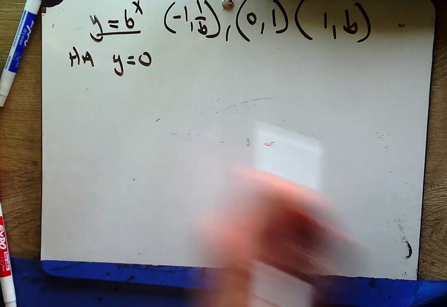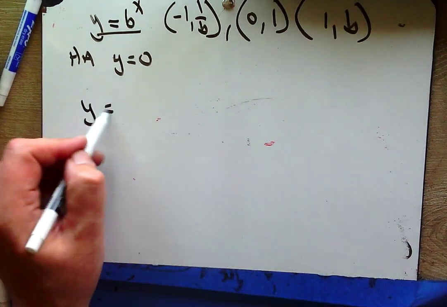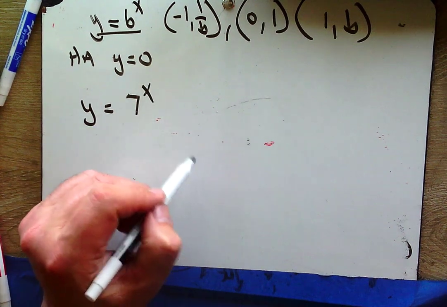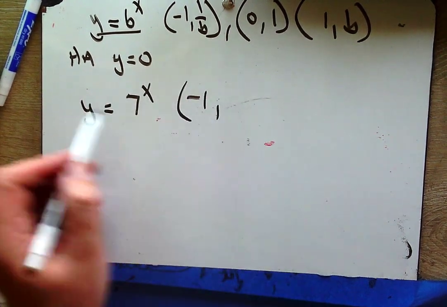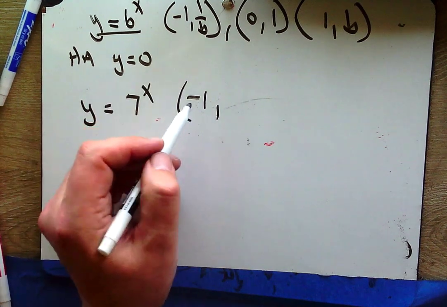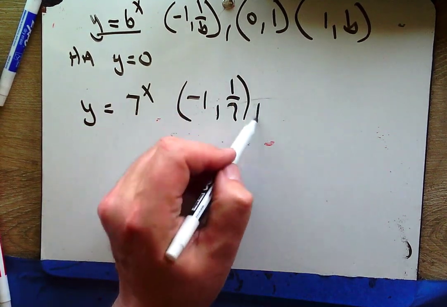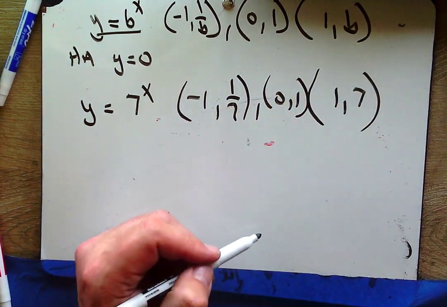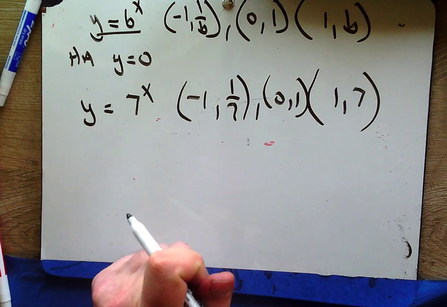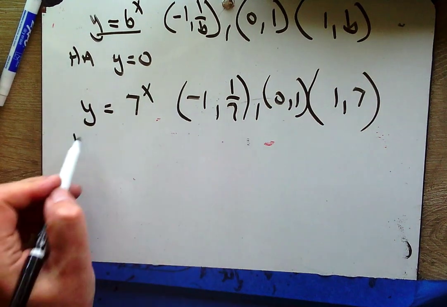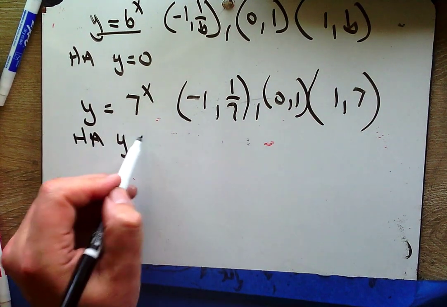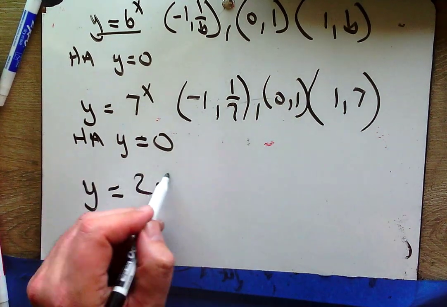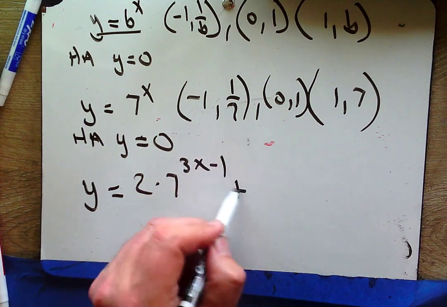And what am I going to do with that recipe? Well, if I see y equals 7 to the x, I know that this curve passes through negative 1, 1/7, 0, 1, 1, 7. And that's kind of powerful. It certainly allows me to say, hey, what about something more complicated, like y equals 2 times 7 to the 3x minus 1 plus 4?